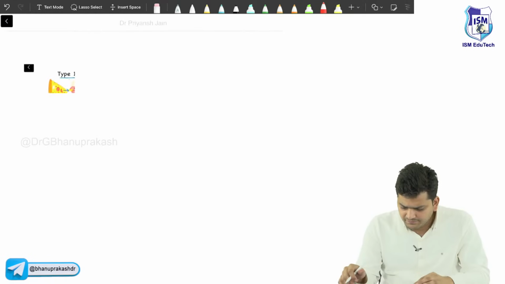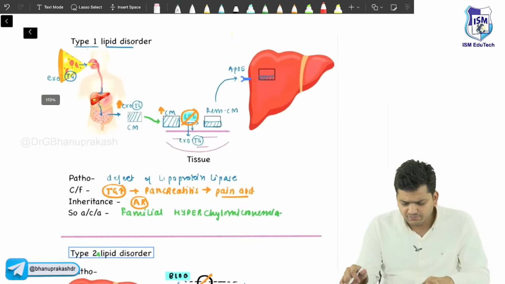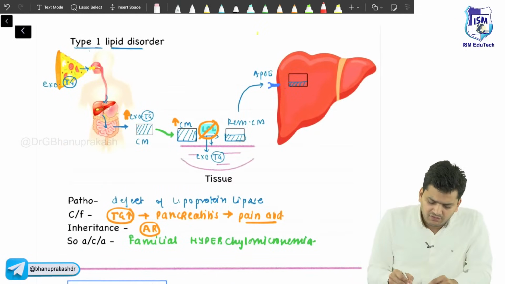The next is, let's understand the various lipid disorders. See, when you go to eat pizza, what happens is a lot of triglyceride you are eating. You are eating a lot of fat.